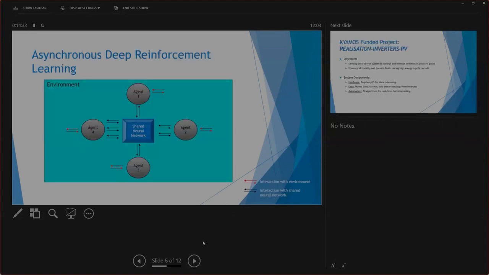We will also be using asynchronous deep reinforcement learning. This is quite novel for ourselves. We haven't used it before, but we've studied a bit, and it shows that it will be of good use. What does it do in a nutshell? You have several agents who are interacting with the environment, and they collect some information. They can identify some patterns, and these agents will then communicate the information and update the shared neural network that's underlying the model.